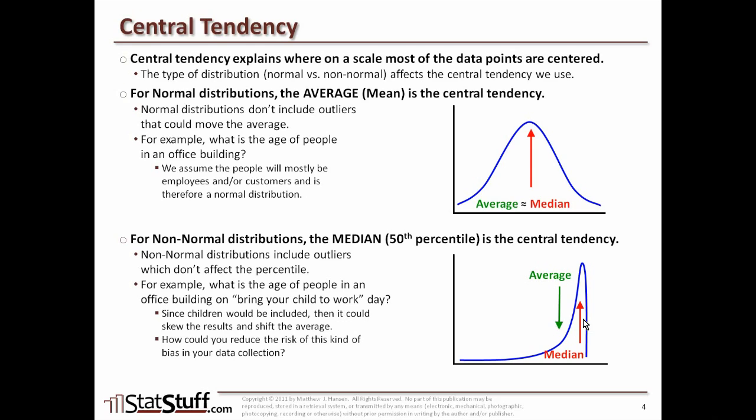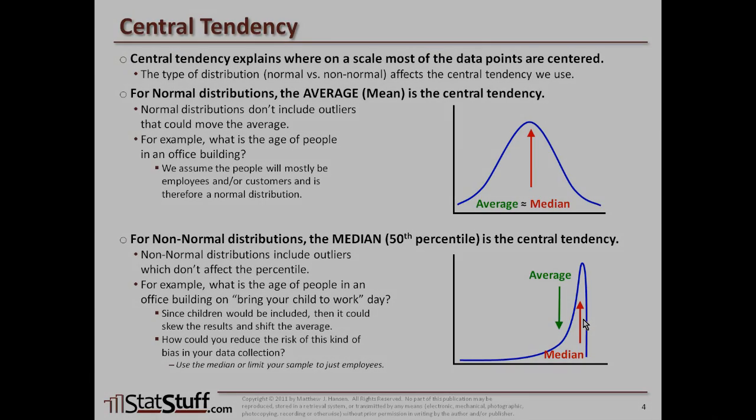So how could we reduce the risk of this kind of bias in our data collection? We have to be aware of all these possible things that could affect the results. In this case, we might use the median as a way to make sure we're not accounting for any of that bias if it's a non-normal distribution. Or we might just be careful in how we survey folks to make sure we're limiting it to just employees or adult customers, so that we don't allow for those kinds of things that could create a non-normal distribution.